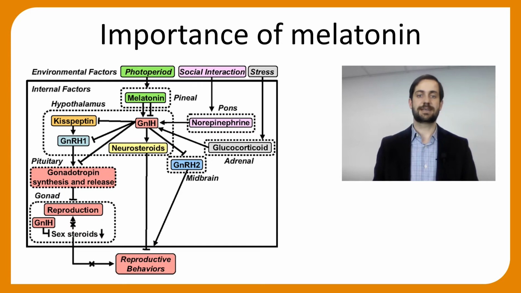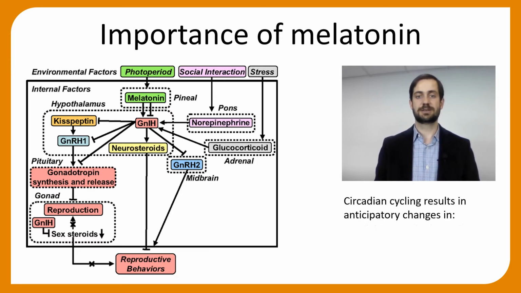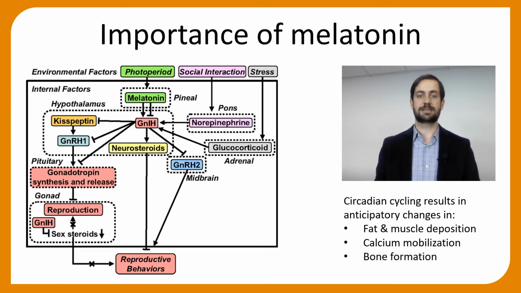Additionally, melatonin enhances the immune response and counteracts immunodeficiency states resulting from acute stress, viral diseases, aging, or drug treatment. Circadian cycling of melatonin also results in anticipatory changes in fat and muscle deposition, as well as calcium mobilization and bone formation.